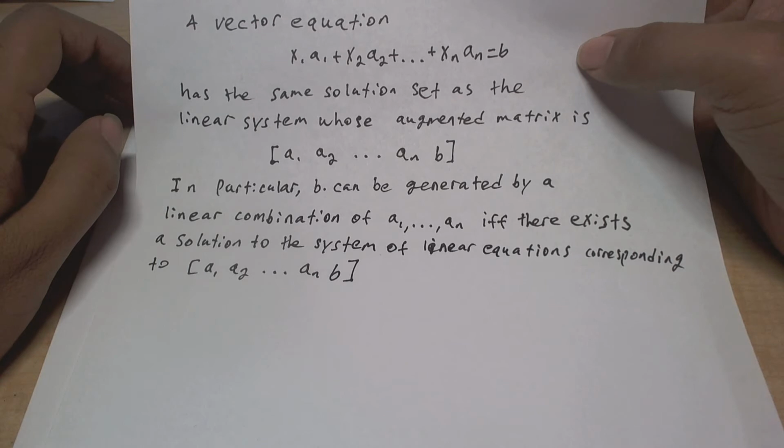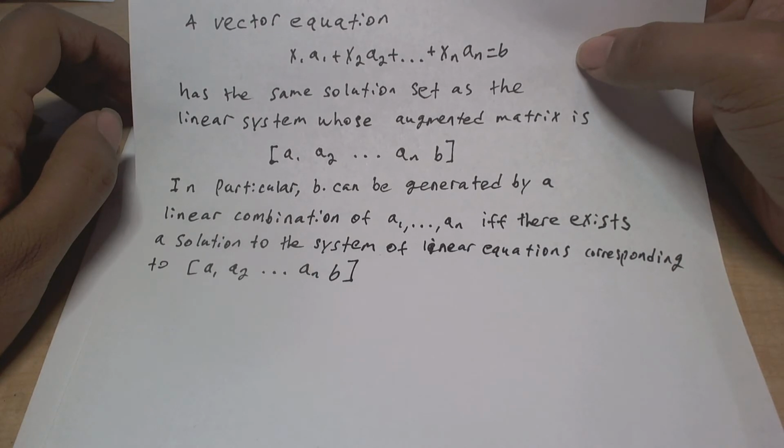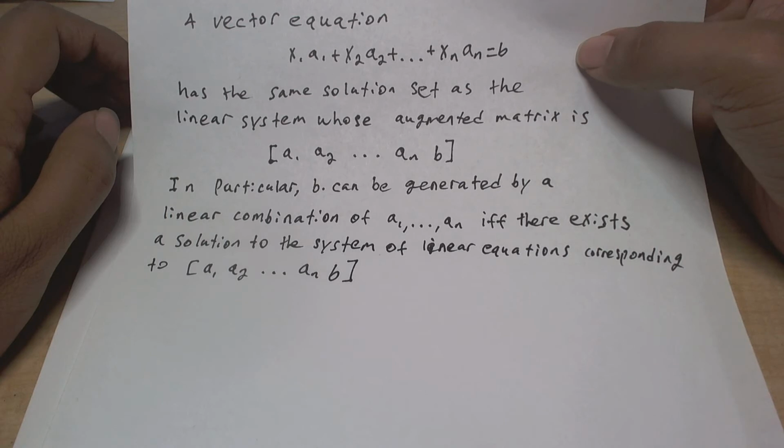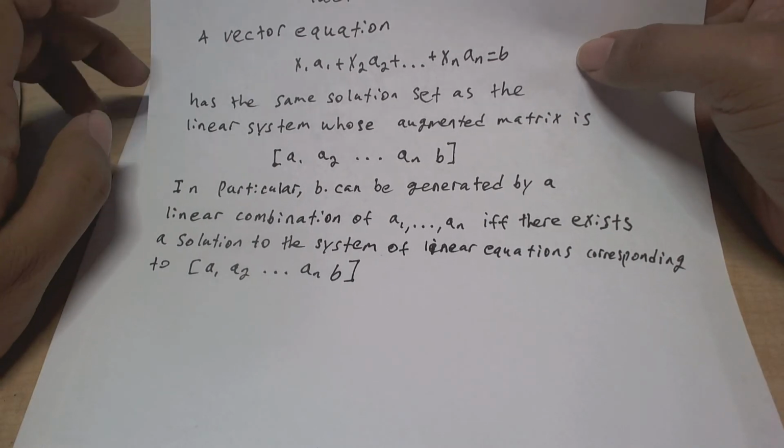In particular, b can be generated by a linear combination of a sub 1, dot dot dot, a sub n, if and only if there exists a solution of the system of linear equations corresponding to the augmented matrix a sub 1, a sub 2, dot dot dot, a sub n, b.